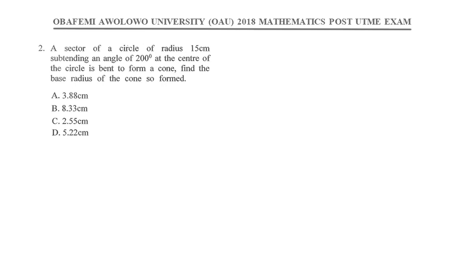In this question, we are told that a sector of a circle of radius 50 centimeters, subtending an angle of 200 degrees at the center of the circle, is bent to form a cone, and we have to find the base radius of the cone so formed.